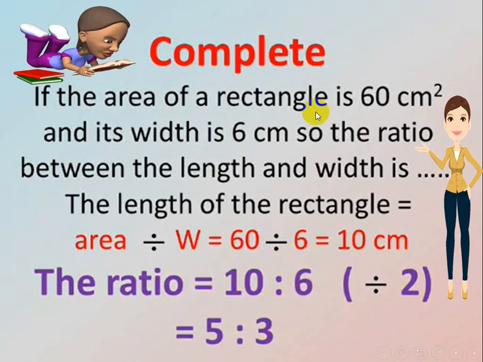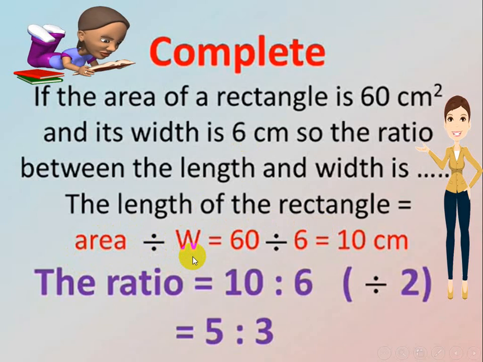If the area of a rectangle is 60 centimeters square and its width is 6 centimeters, the ratio between the length and width is space. Width is 6, but we must find the length. Length of a rectangle equals, can you remember the rule? Yes, area divided by width. Again, length of a rectangle equals area divided by width.